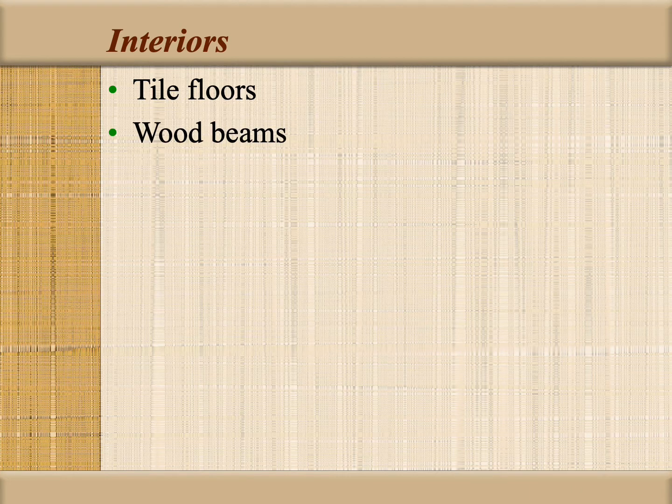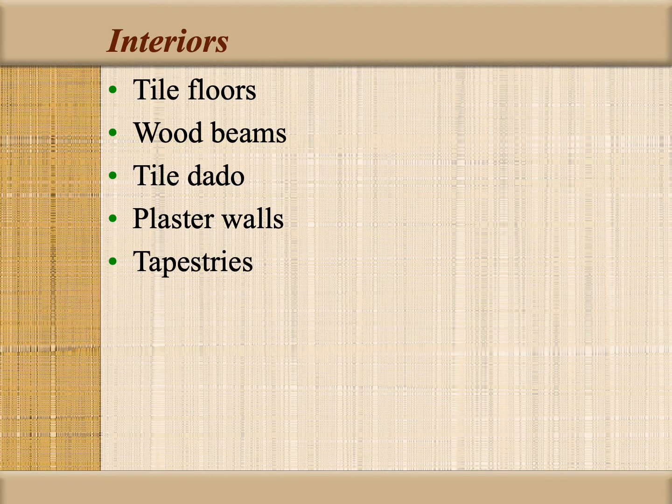Alright, so now we're going to move on to discussing the interiors that were popular throughout Spain. So the first thing that you'll notice is tile floors. Sometimes these were patterned, sometimes they were not, but they're really nice floor pieces. You also see a lot of wood beams being used, especially to support things, but also for decoration. Then you can see a tiled dado or wainscot, as well as plaster walls and great use of tapestries throughout.